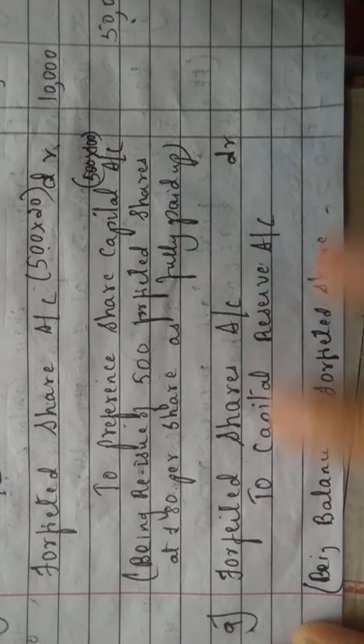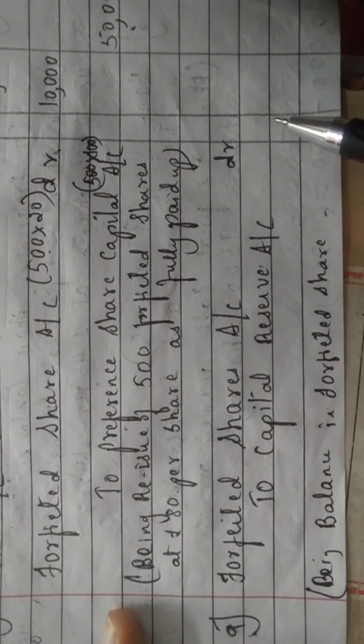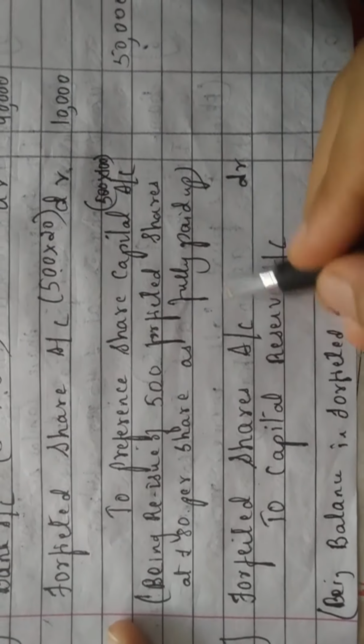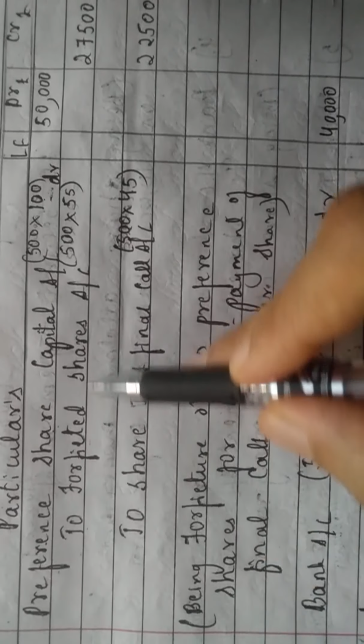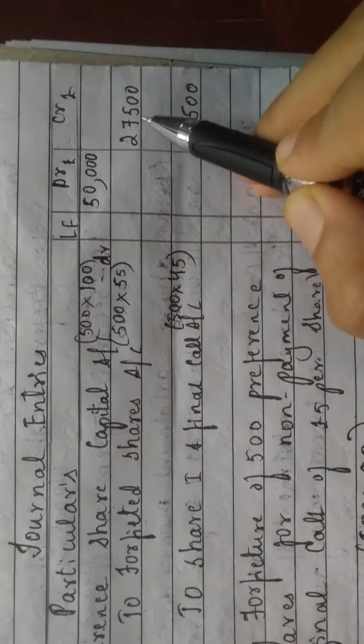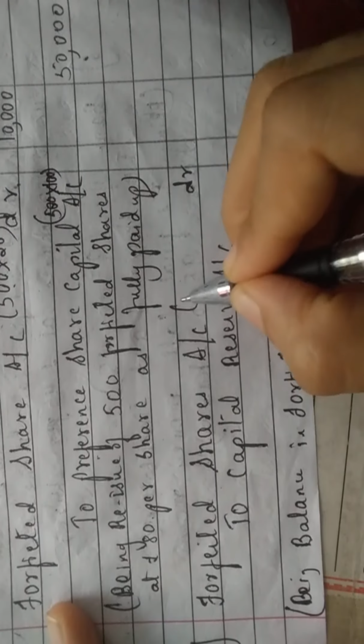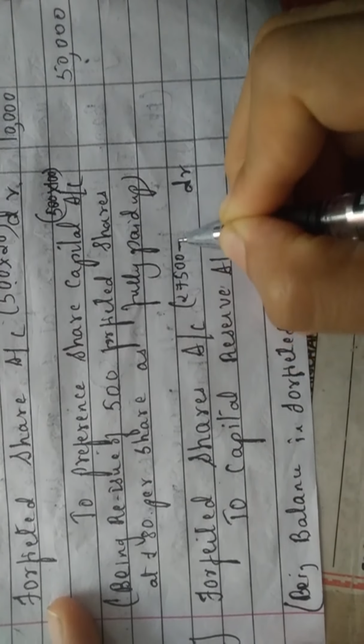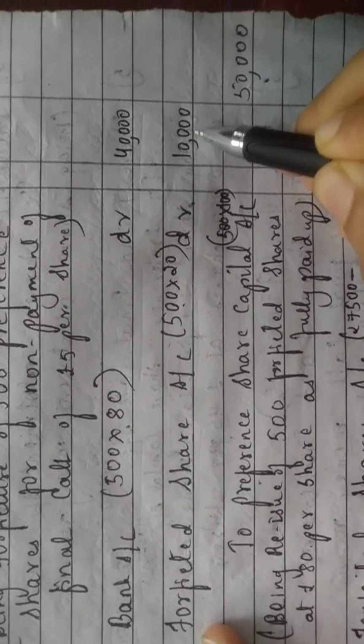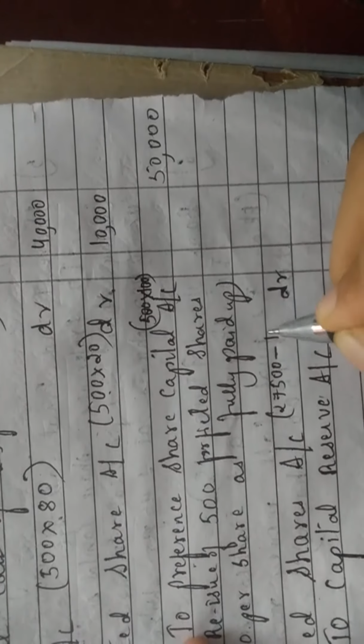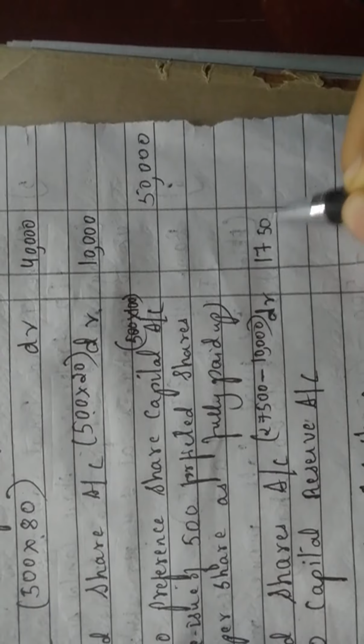Okay, the last entry is the same: forfeited shares account debit to capital reserve account. The amount has to be transferred to the capital reserve. This one entry you need to pass. How to write the amount? See here, students, your forfeited entry amount is how much? Forfeited shares entry is 27,500, right? Write 27,500 minus your forfeited amount, how much you got, that is 10,000. 27,500 minus 10,000, when you subtract you will get 17,500. Here you write 17,500.